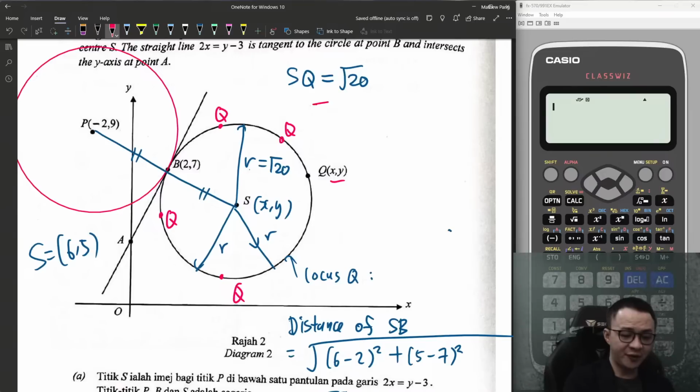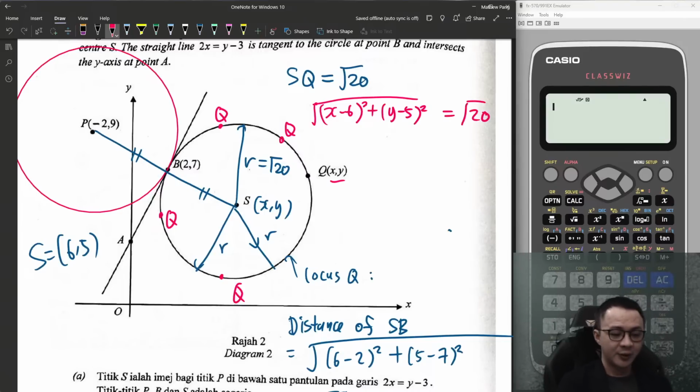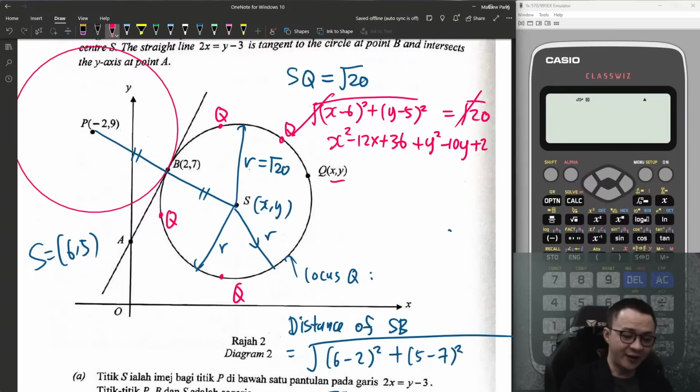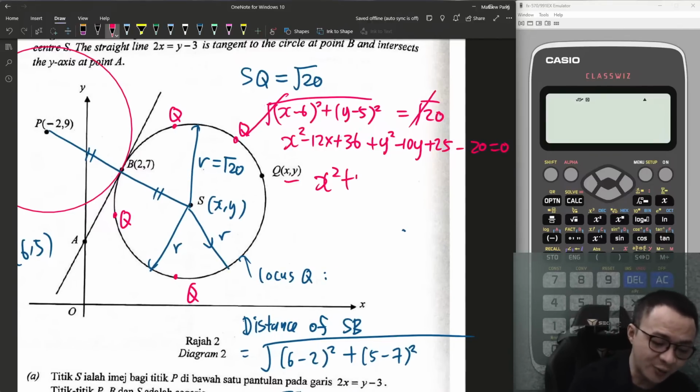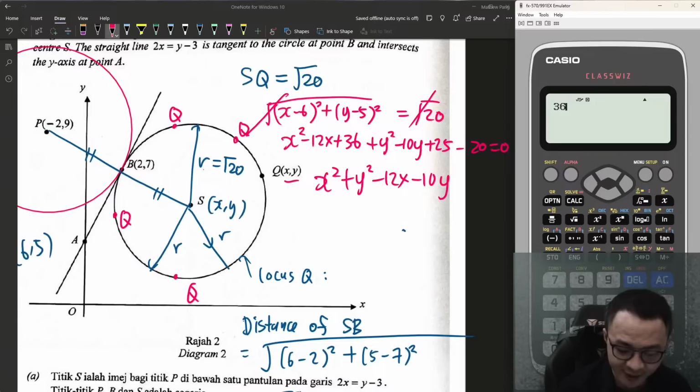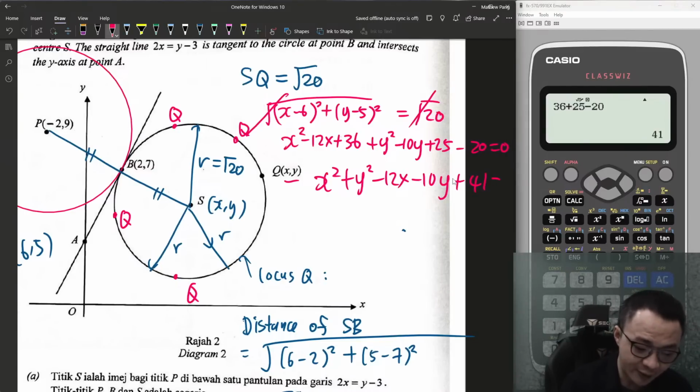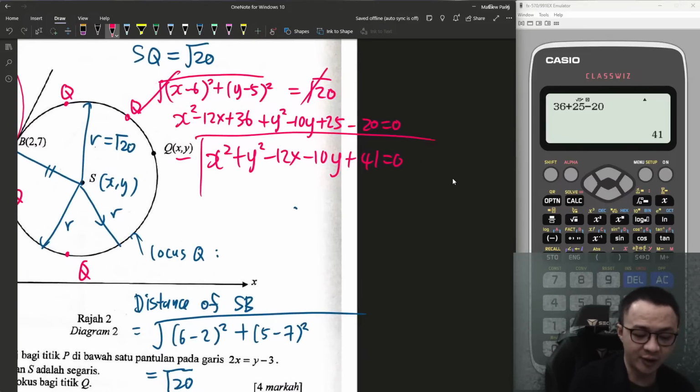So I will use the distance formula again. (x - 6)² + (y - 5)² = √20. I will just get rid of the square root here to get the equation of the locus. x² - 12x + 36 + y² - 10y + 25 - 20 = 0. So x² + y² - 12x - 10y, and the number is 36 + 25 - 20, which is 41. So x² + y² - 12x - 10y + 41 = 0. This is my equation of the locus here.